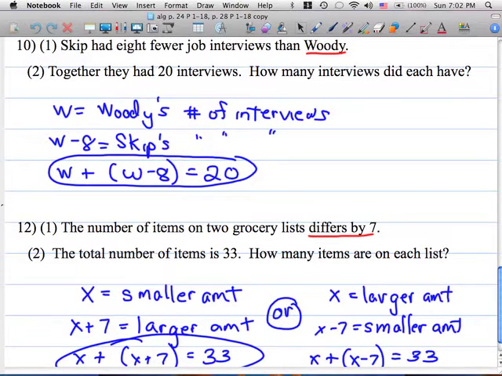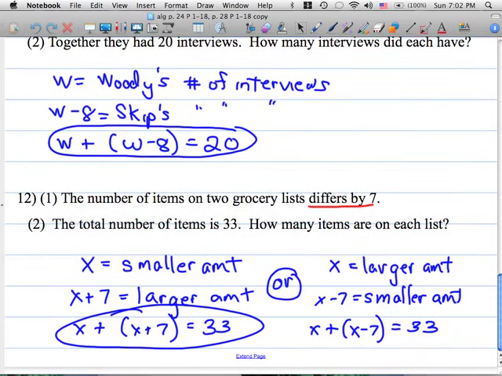Number 12, first statement says the number of items on 2 grocery lists differs by 7. The total number of items is 33. How many items are on each list? Well, this doesn't give me anything to build on. I just know that there's 2 totals of items on 2 different grocery lists.